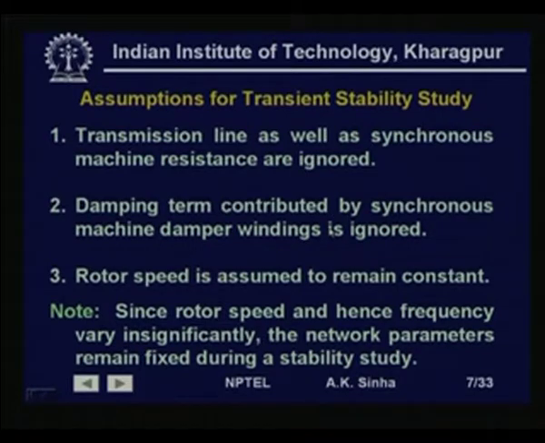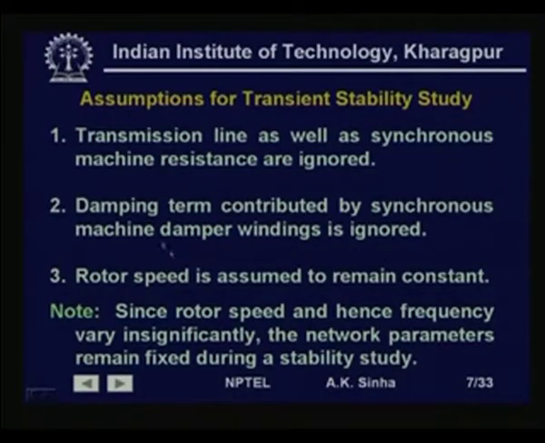Same as the previous one, this damping term is generally much smaller, and if we ignore it, this leads to a pessimistic or conservative result, where we get sustained oscillations instead of damped out oscillations. So, if we get sustained oscillations, we can always say that the actual system is going to be stable, because there is going to be damping because of the damper winding, as well as damping because of the resistance in the transmission system as well as synchronous machine windings. So, there are power losses which will take place because of the resistance in the system.